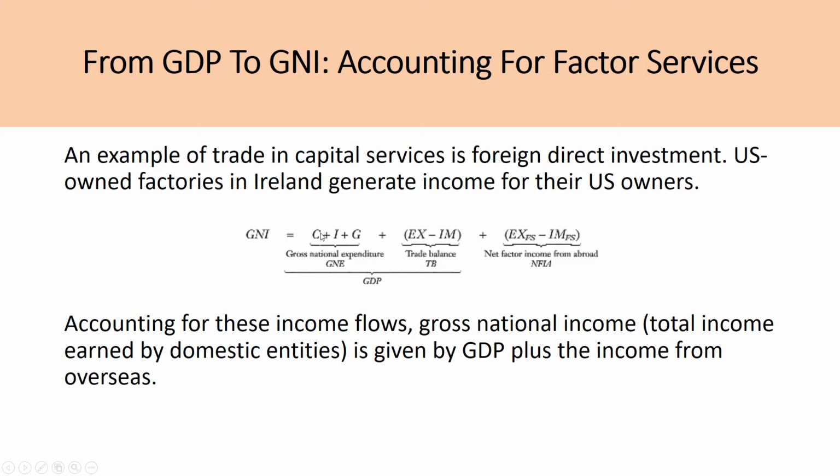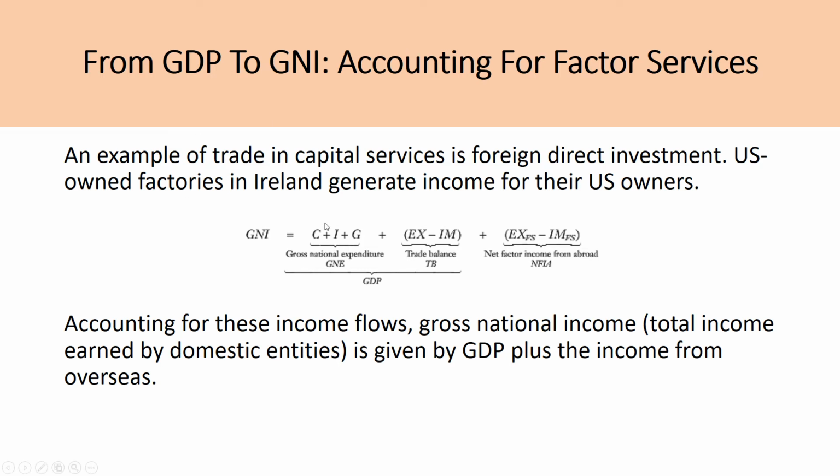Okay. Now, moving on, an example of trade and capital services is foreign direct investment. So U.S.-owned factories in Ireland generate income for their U.S. owners. I already talked about this, and that income that is generated is then coming into the country. So accounting for these income flows, gross national income, so total income earned by domestic entities, is given by GDP plus the income from overseas.